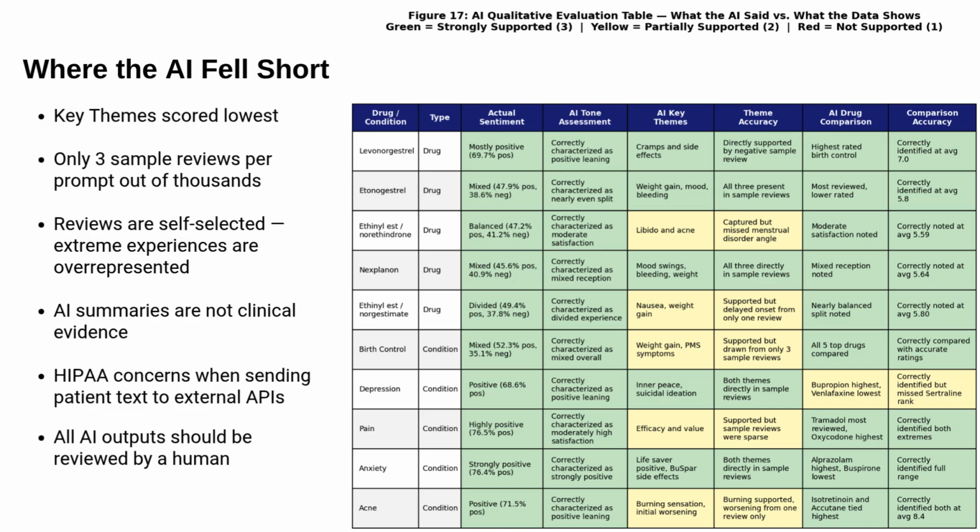Beyond the accuracy issues, there are also some real-world considerations worth flagging. These are self-selected patient reviews, so people with extreme experiences are more likely to write them, which kind of skews the data. The summaries the AI generates should never be mistaken for clinical evidence. And in a production environment, sending patient-generated text to an external API would need to go through a HIPAA compliance review first. The bottom line is, the AI is a useful tool, but it needs a human in the loop before anything it generates gets put in front of clinical staff.